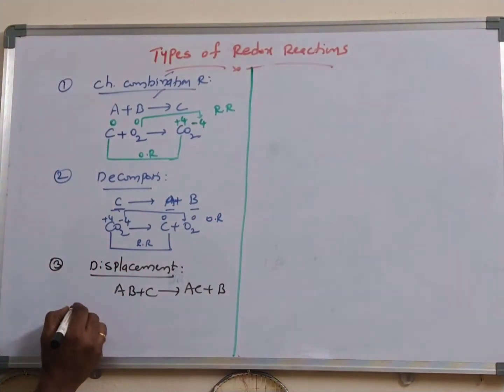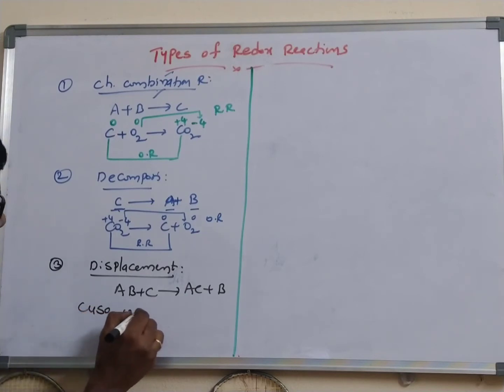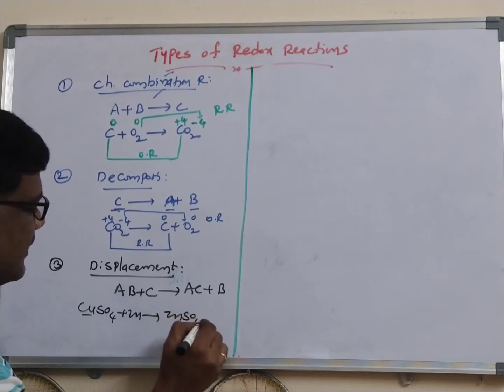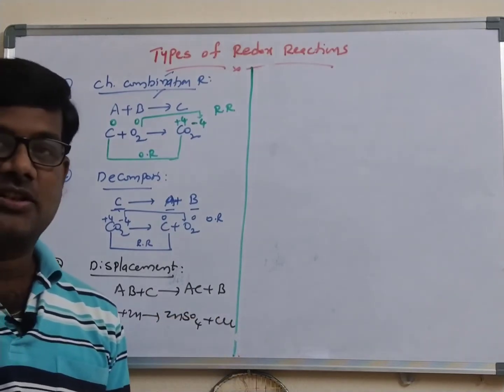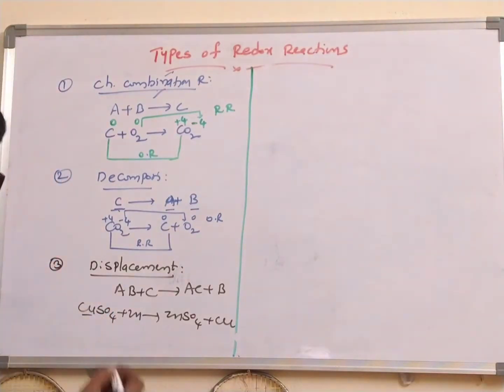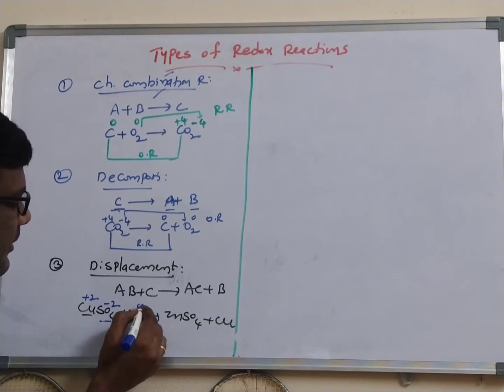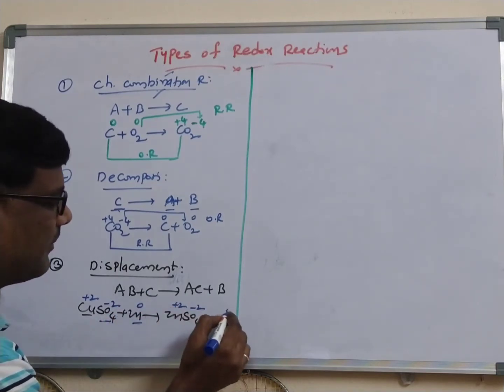I will give you the best example, look here. Copper sulfate reacts with zinc, and the position of copper is replaced by zinc, giving zinc sulfate plus copper. Now, whether it is a redox reaction or not, how do we identify this? Look here. Sulfate is -2, copper is +2, zinc in the uncombined state is 0. Here, sulfate is -2, zinc is +2, copper is 0.